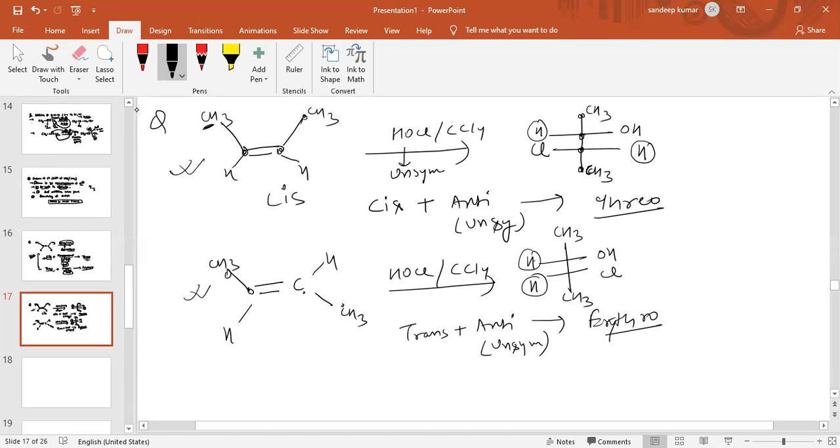So this is all we have discussed in the first lecture of haloalkanes and haloarenes. In the next class we will discuss some more topics related to this.